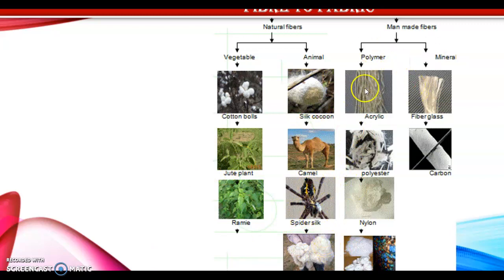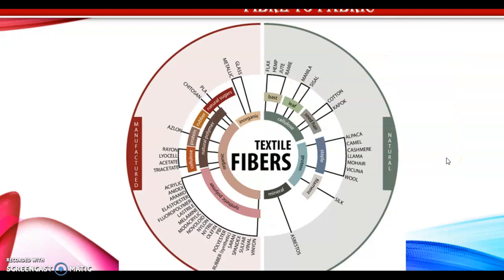And in case of man-made fibers, here I have listed out some of the synthetic fibers like acrylic, polyester, nylon and spandex. And in man-made fibers there are some mineral fibers as well. They are fiberglass and carbon fibers. And here I have illustrated the classification of textile fibers based on the components. Mostly we can say the chemical components of textile fibers.